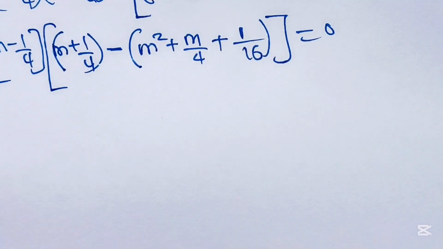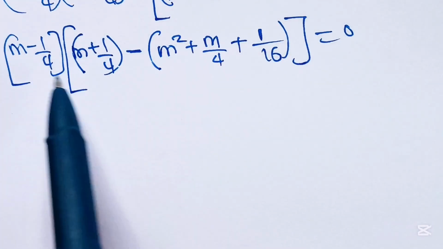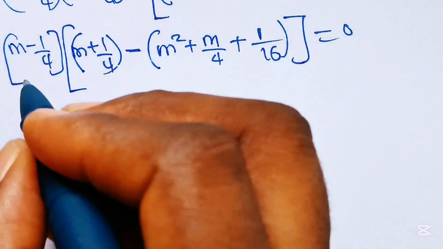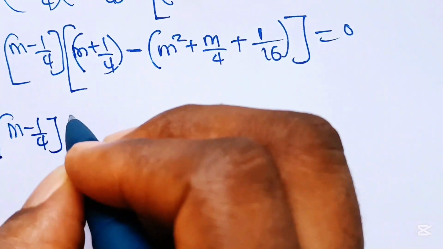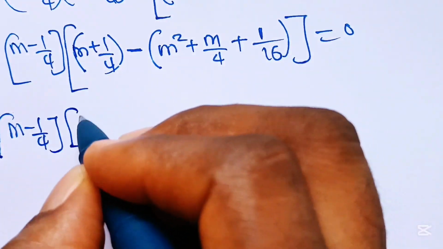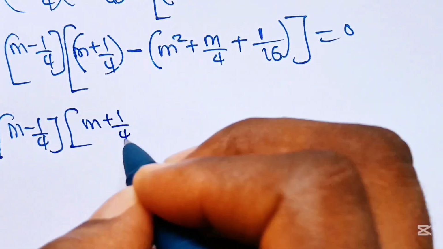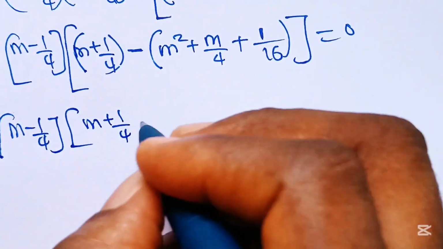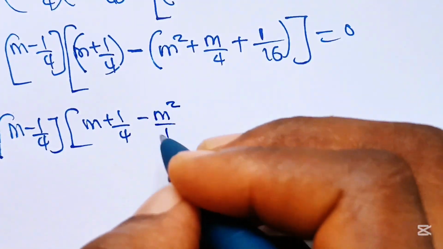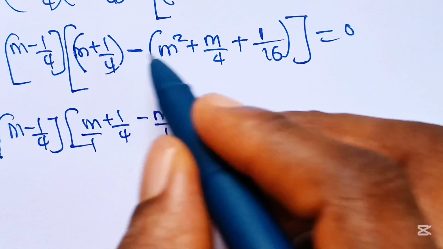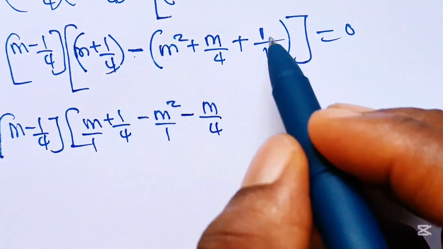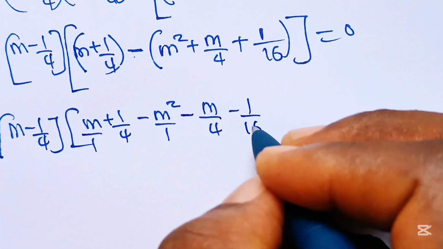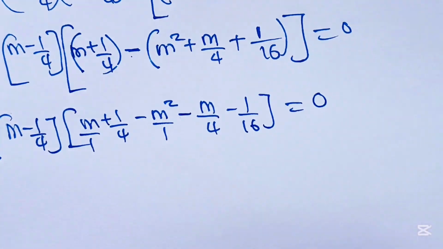Now let's get back to work. Looking at what we have, we can see m minus 1 over 4 is here. Then here we have m plus 1 over 4. Now minus times m squared is minus m squared over 1. Then minus times plus m over 4 is minus m over 4, minus times plus 1 over 16 is minus 1 over 16, is equal to 0.